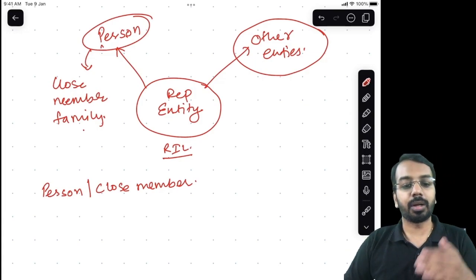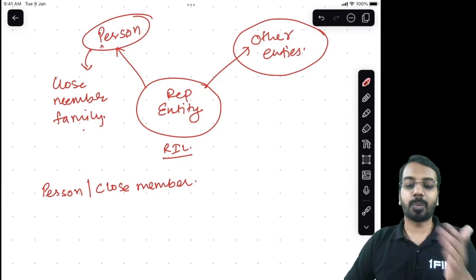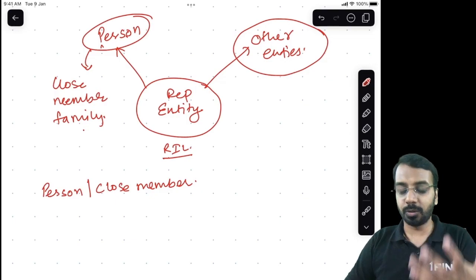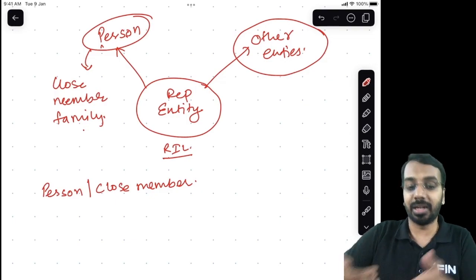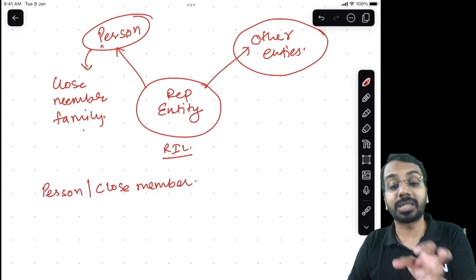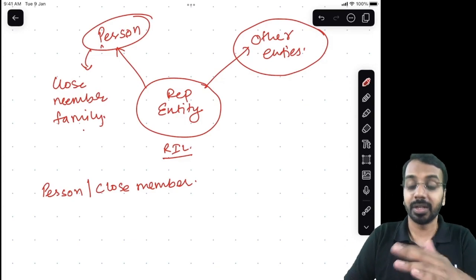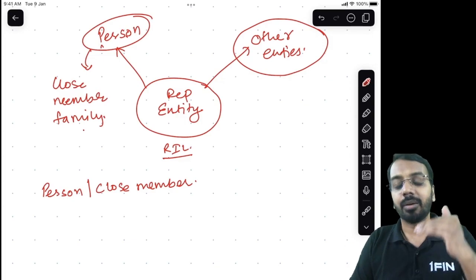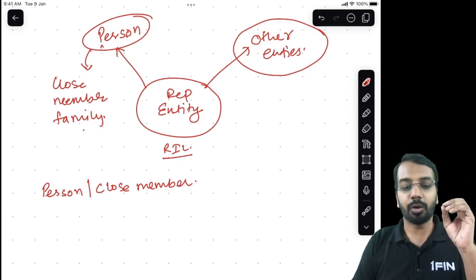Now, who are close members? Close members are the children, spouse, domestic partner. Domestic partner is used when you have some kind of, let's say, living relationship. So though not husband and wife, there is still a domestic partner. Then brother, sister, father, mother. Okay, so all of that.